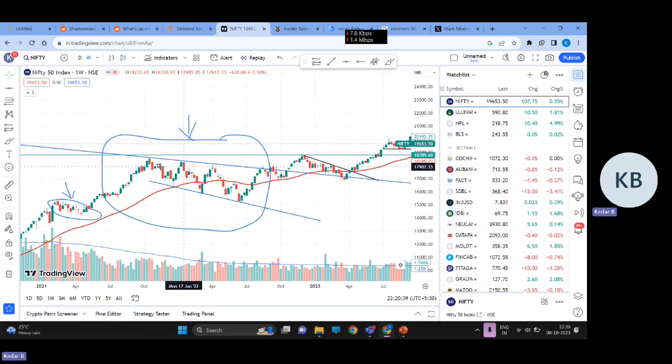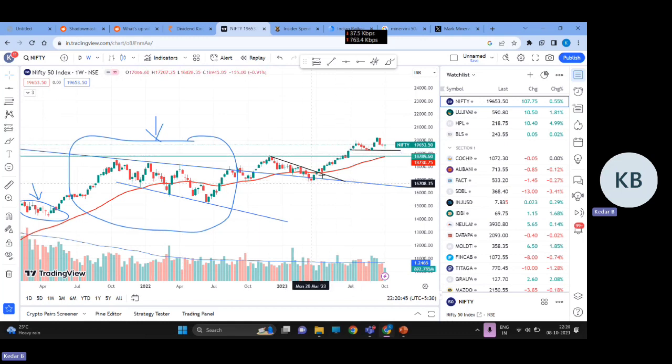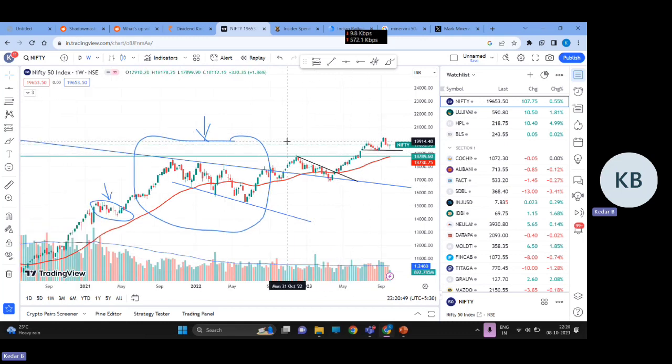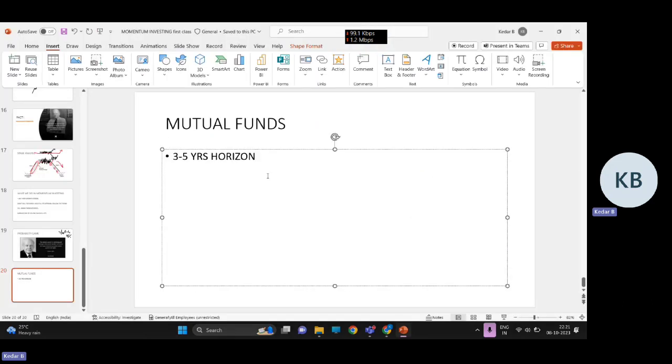So if you had done SIP in this time, it would have averaged out, and you could have seen a good chunk of gain. Which is why I recommend, if you're doing SIPs or mutual funds, at least keep a time horizon of 3 to 5 years. Many of them were asking about mutual funds.